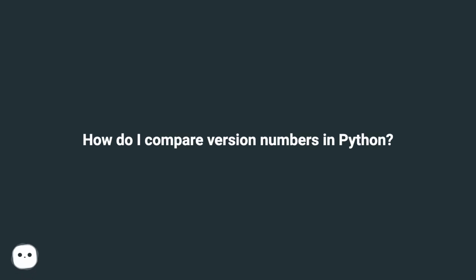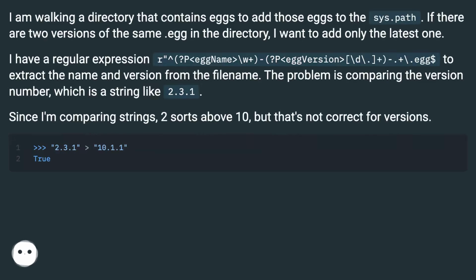How do I compare version numbers in Python? I am walking a directory that contains eggs to add those eggs to the sys.path. If there are two versions of the same .egg in the directory, I want to add only the latest one.